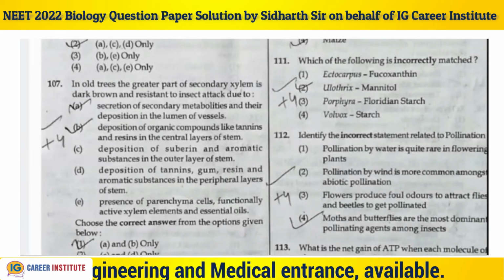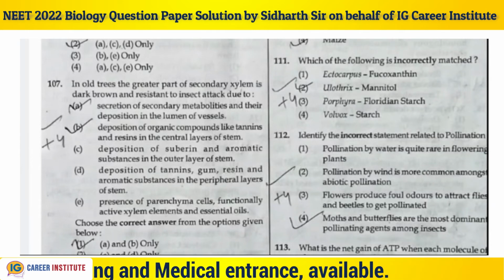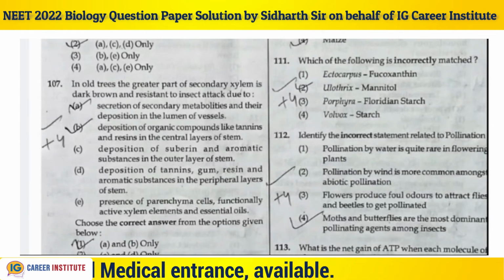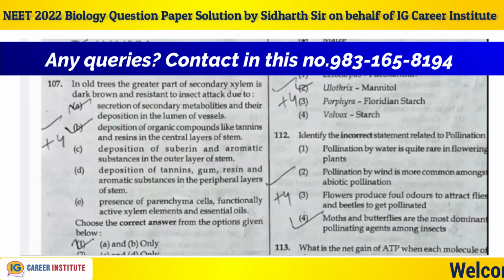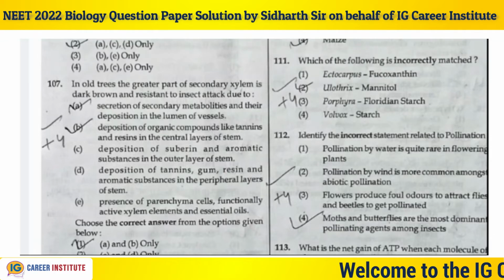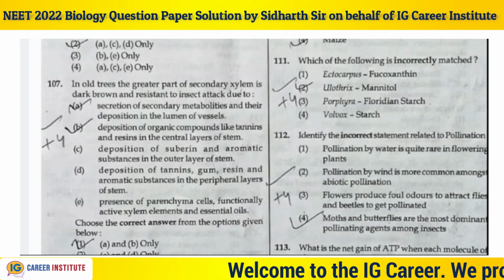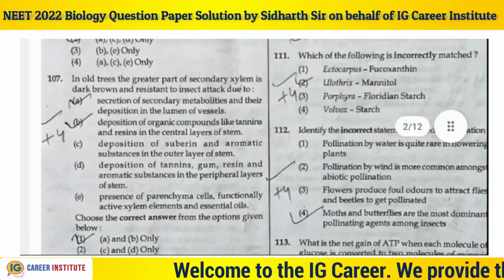Question number 107 is, in old trees, the greater part of secondary xylem is dark brown and resistant to insect attacks due to. So the answer here is obviously secretion of secondary metabolites and their deposition in the lumen of vessels. Deposition of organic compounds like tannins and resins in the central layers of stem.